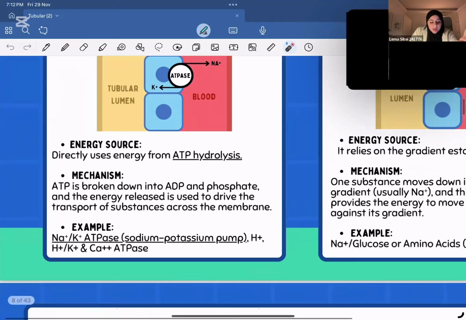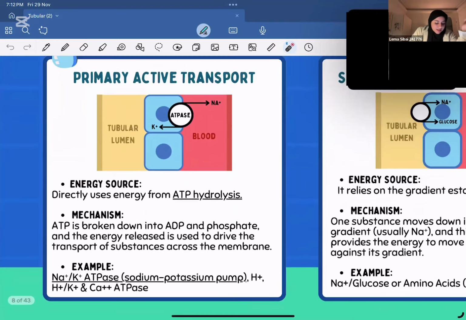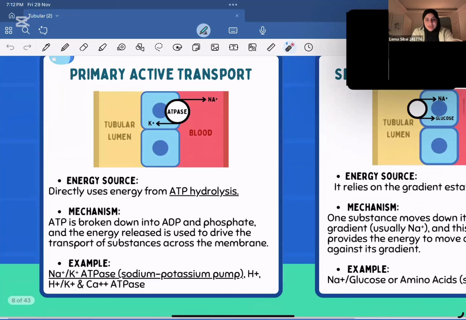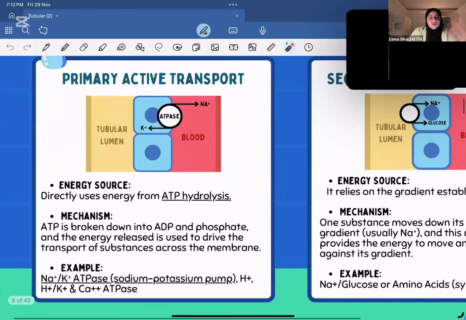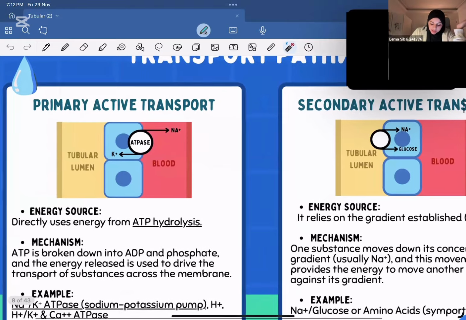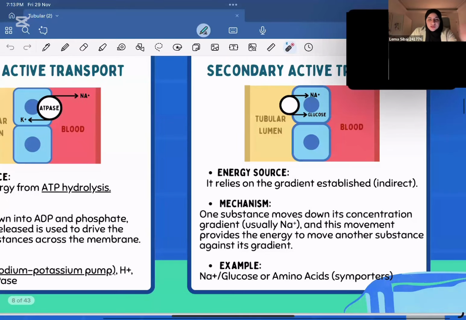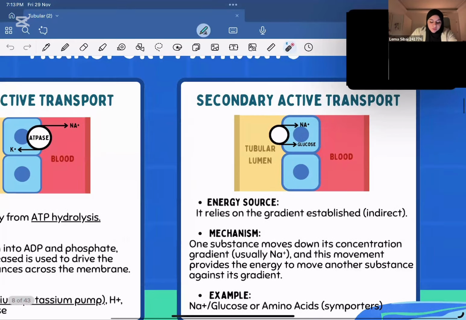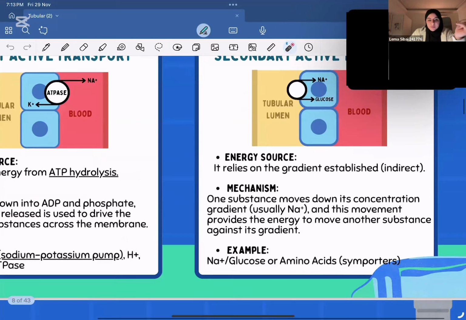An example of primary active transport is the famous sodium potassium ATPase pump. You've probably heard this 100 times, and you're going to learn this 100 more times. Okay. And an example of secondary active transport is sodium and glucose pumps.